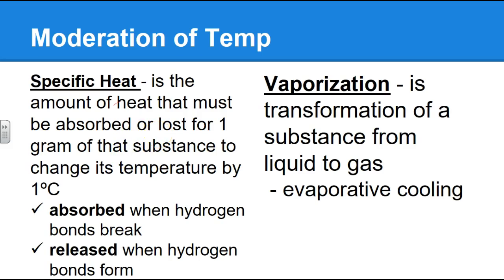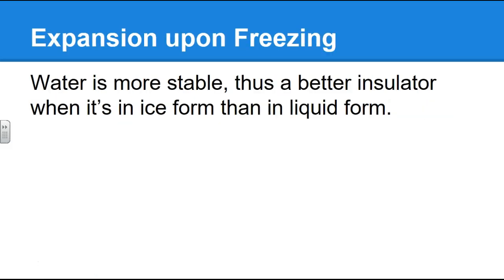Vaporization is just when you have liquid going to gas. Evaporative cooling, for example, when we sweat, that is an example of evaporative cooling happening on our bodies. Okay, so that evaporation actually helps to cool us off, so the evaporation of the sweat. Okay, upon freezing, water is actually more stable. It expands, so it's a better insulator when it's in ice form rather than liquid form.